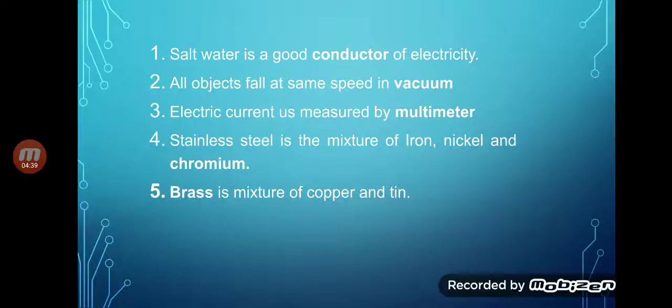Dash is a mixture of copper and tin. Copper and tin, these are elements. When they mix together, they form brass. Unit for current is dash. Unit for current is ampere. I have explained this all in the topic of which materials conduct electricity.